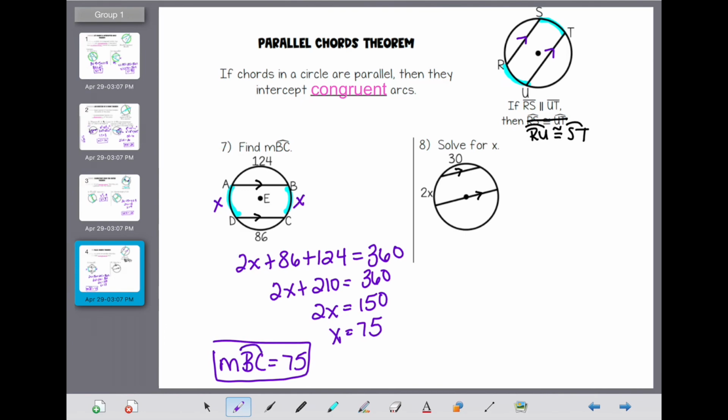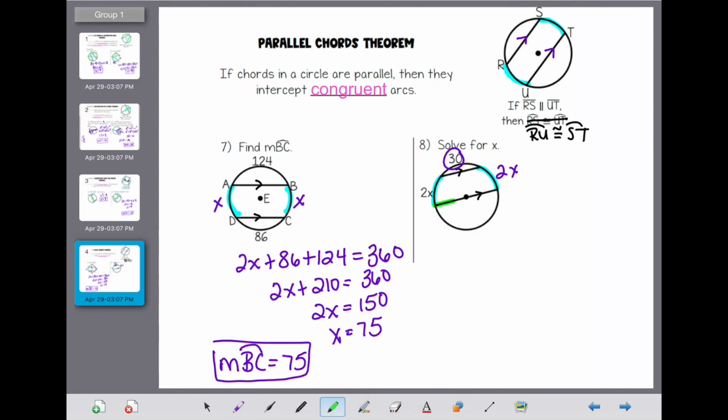Okay, so for number 8, we have our two chords that are parallel to each other, which means that we know that these arcs in between them are equal to one another. So if my arc that I'm seeing on the left is 2x, the arc I'm seeing to the right is also 2x. We know that our arc up here is 30. What equation would you write to solve for x? There are two ways to go about this.